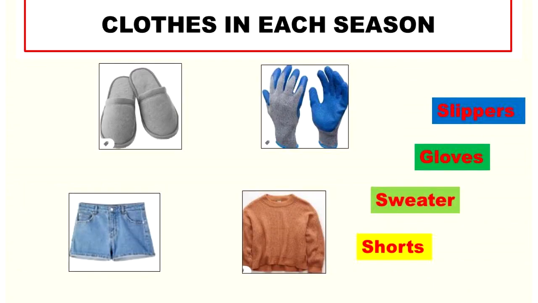So now we shall move to clothes in each season. I don't talk about most of the clothes, but the teacher just picks 4 different types of vocabulary. For example, slippers. You will see it in the first picture. You see gloves. Some people may use gloves when they feel cold, and some people may use shorts. Okay, shorts. Picture number 3 is shorts. And picture number 4, sweater.